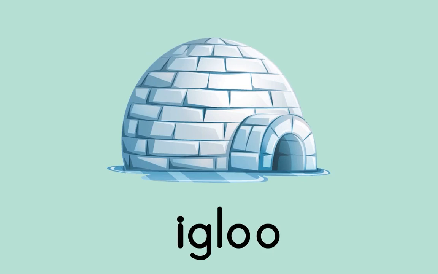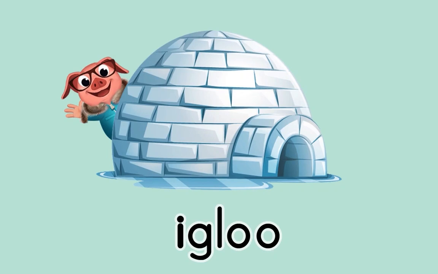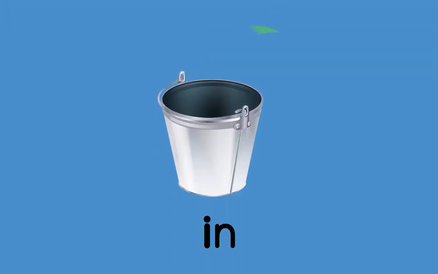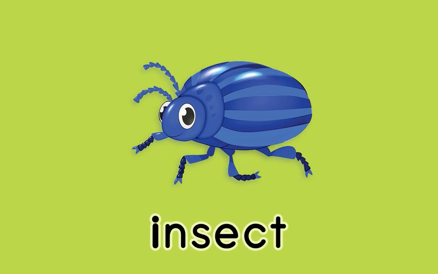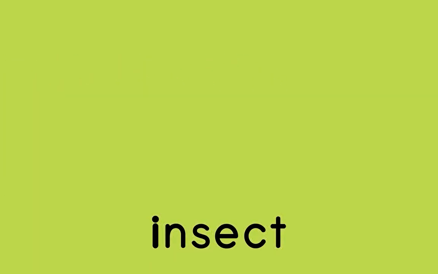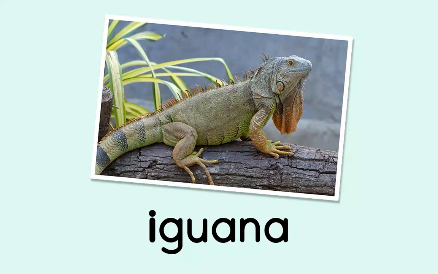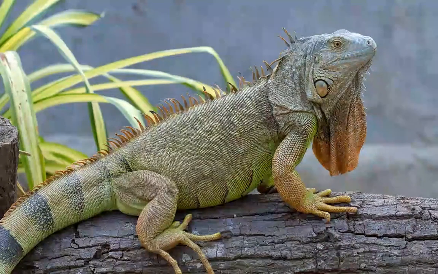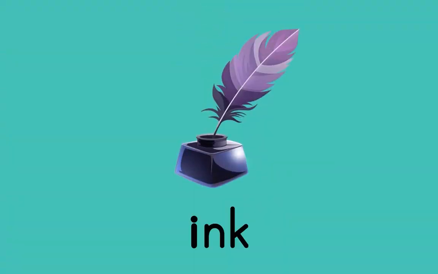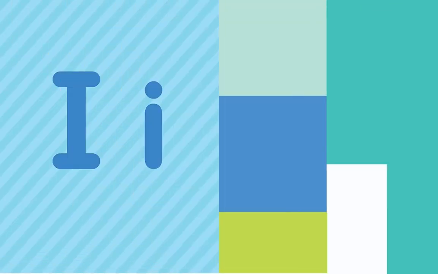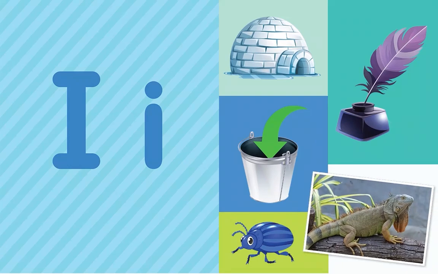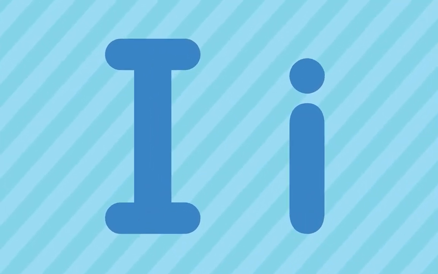Igloo. Igloo. In. In. Insect. Insect. Iguana. Iguana. Ink begins with I. Ink. What letter do all these words start with? That's right. The letter I.